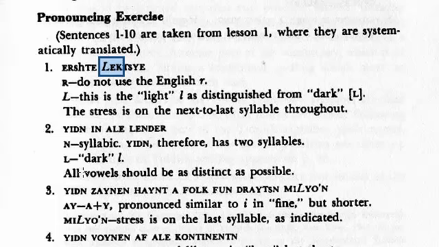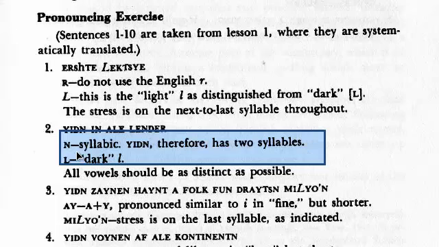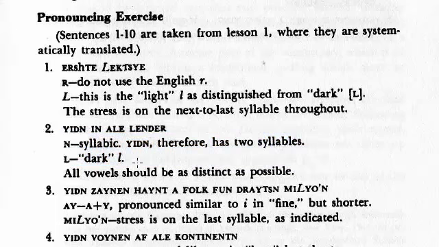Number 2. The N in Yidden is syllabic, so it has two syllables, and the L is a lowercase l, so it's a dark L. Yidden in alle Länder. Yidden in alle Länder.